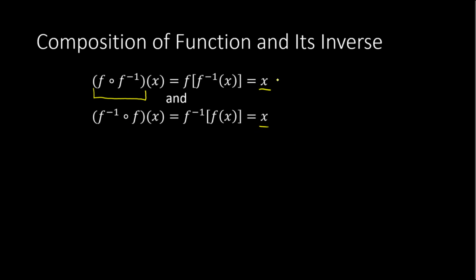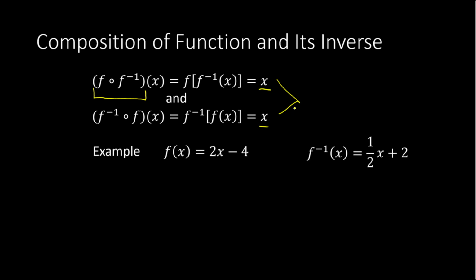So both of these will always equal x, and we can also take the converse of that. If both of these are equal to x, so if we take a function and another function, we compose them in both directions, and they both equal x, then we can verify that the functions are inverses of each other. So let's try an example here.